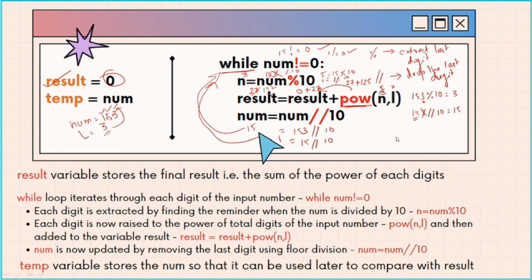And then it will go to the next line, and here we will see 152 plus 1 raised to the power 3, which is 1, and it is 153. The result will be now 153. And now what it will do? 1 floor division 10 is equal to 0. So now this again will go to the while loop. And here we will see 0 not equal to 0 is false. So it will skip the loop.